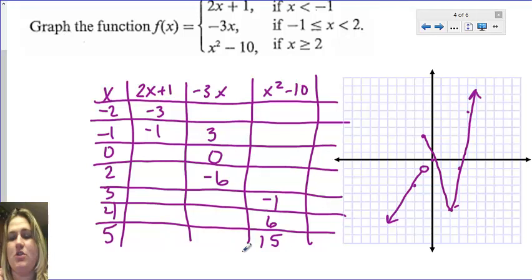We have this open circle here because negative 1 is actually not part of the solution. It just gets to negative 1, because this one was for where x is less than negative 1, not where it's equal to. Where it was equal to negative 1 was this one, which is where we got the 3 from.